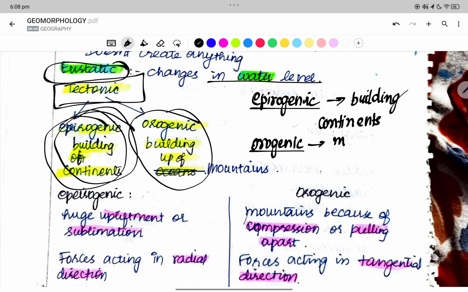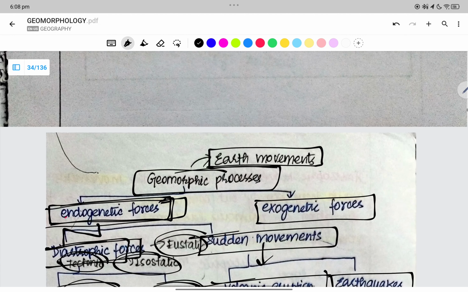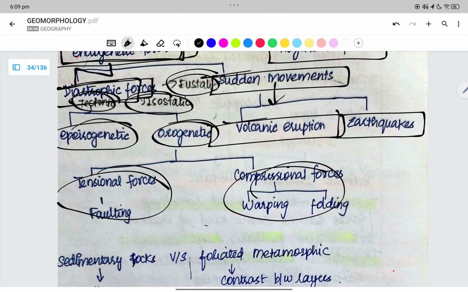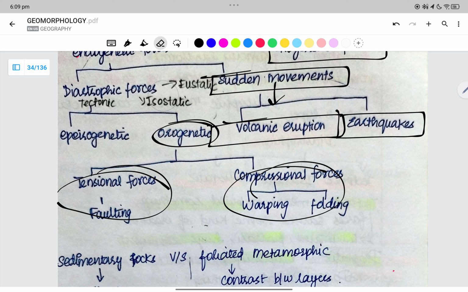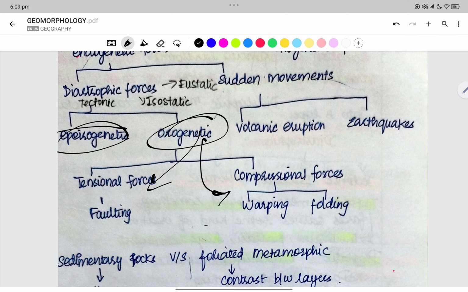Orogenic is the building up of the mountains, right? So epeirogenic is the building up of the continents, and then we have orogenic, the building up of the mountains. These are the two types. So this tectonic force is classified into epeirogenic and orogenic. Now this orogenic is again further classified into tensional and compressional.